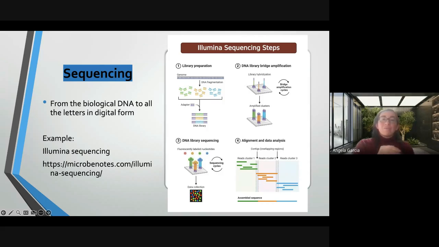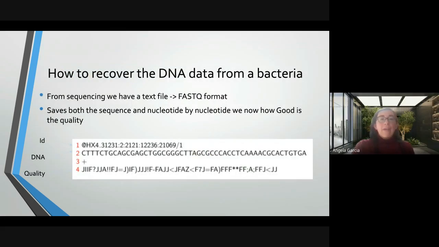So lots of steps, but in general, we start with a shattered genome of small pieces of 150 nucleotides and end up with those 150 nucleotides, but in their letters. So we now have a digital form of A, C, T, or Gs. And it looks like this. The output of the sequencing is actually the first format in computational biology that anyone sees. That's called the FASTQ format.